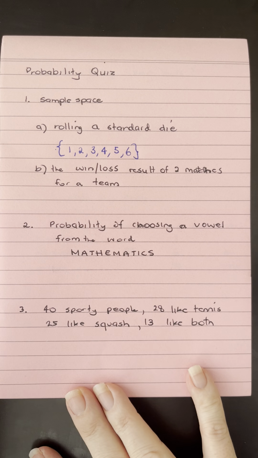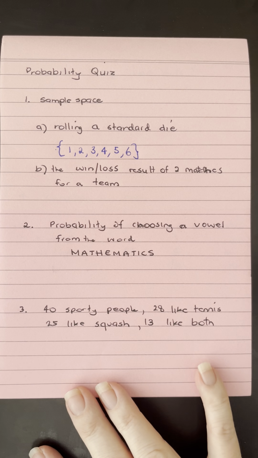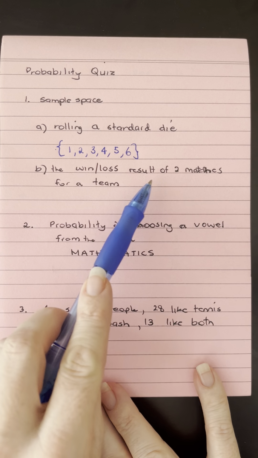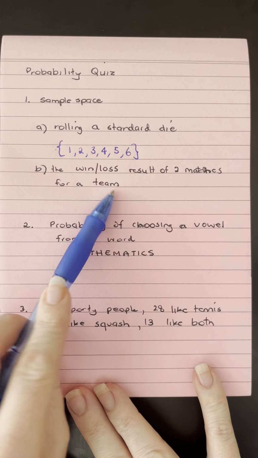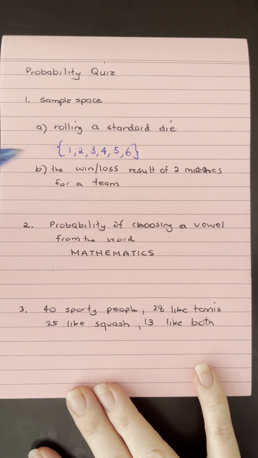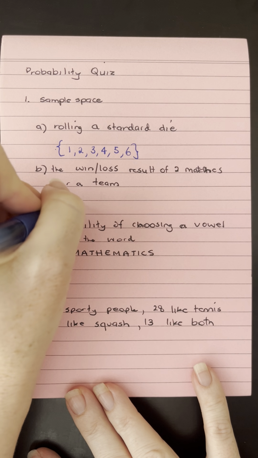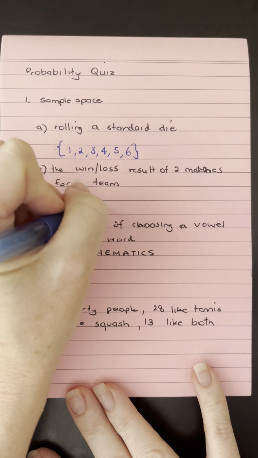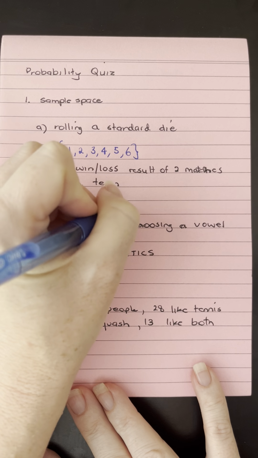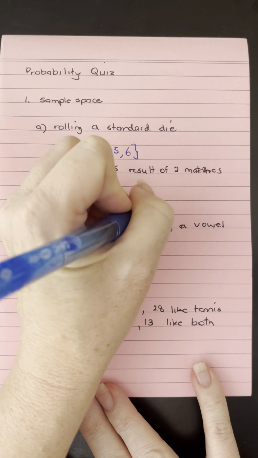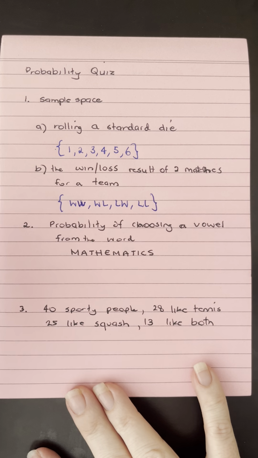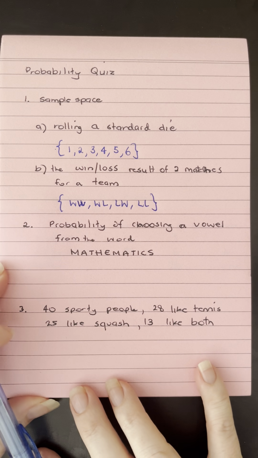The next one's a little bit trickier in that you have to think about how you're going to set it out. So the win-loss result of two matches for a team. Now I'm going to assume that I'm going to use a W for win and an L for loss. So a team plays and they play two matches. So they could have win-win, they could have win-loss, they could have loss-win, or they could have loss-loss. So we're just thinking through those combinations that could occur.